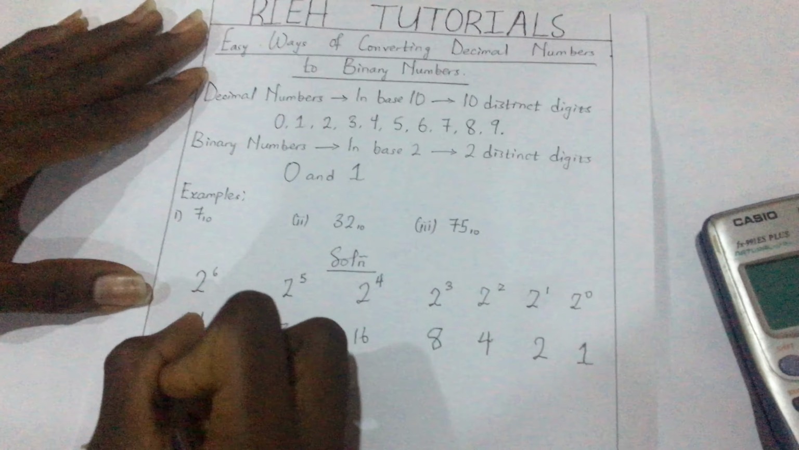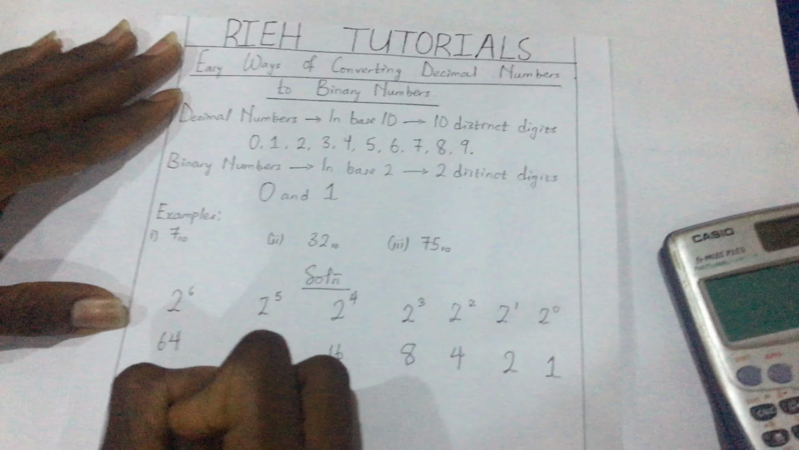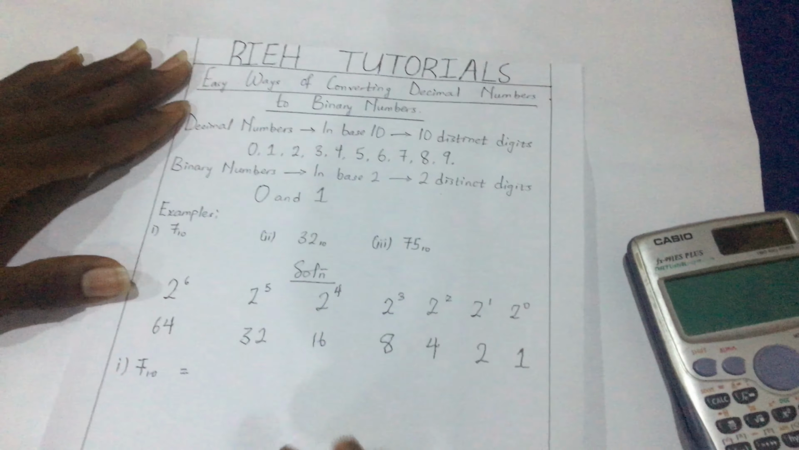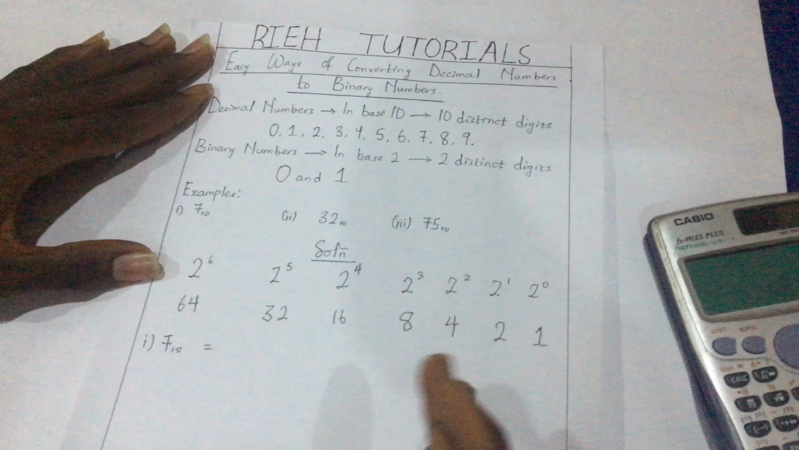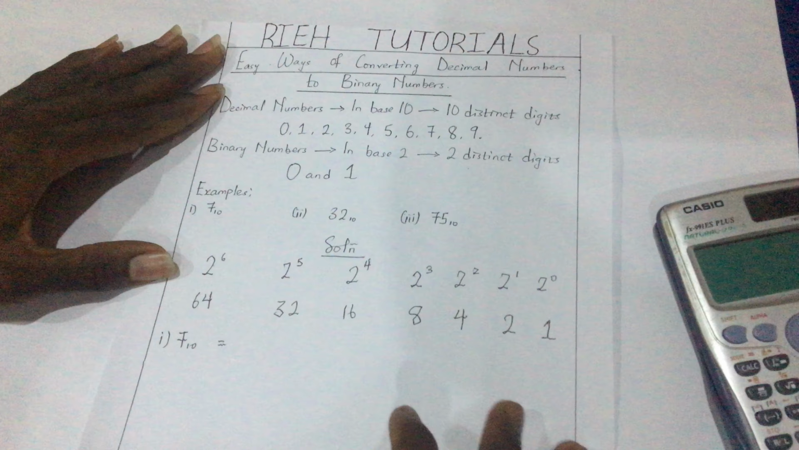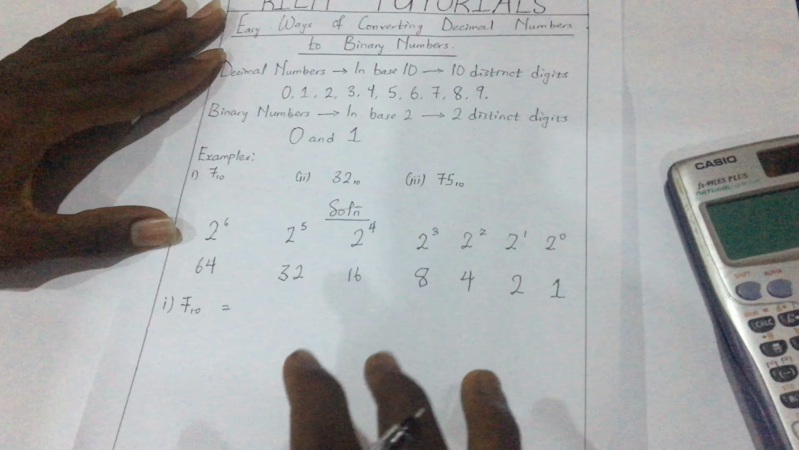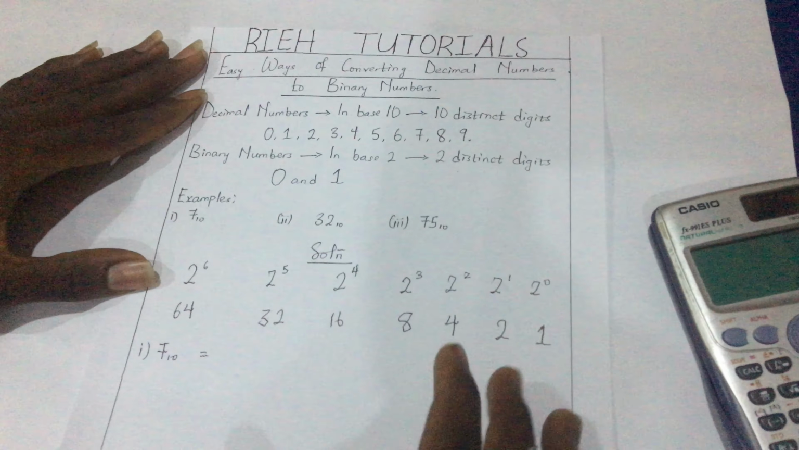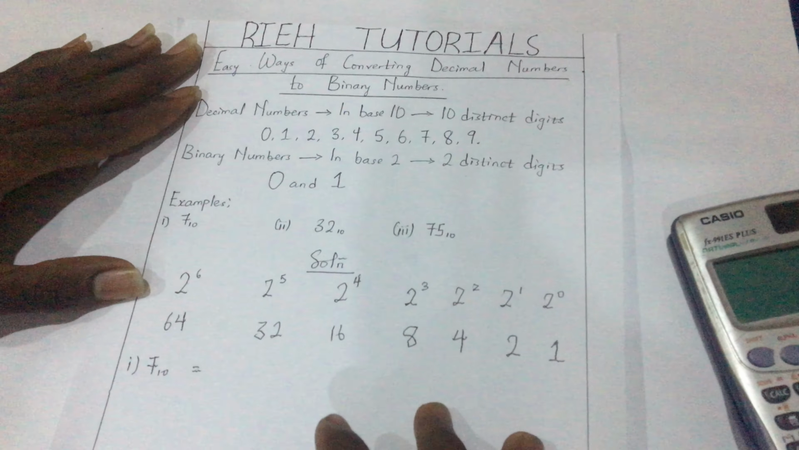The first example we have is 7 base 10. The first thing we are going to do is determine how many bits the binary number for 7 base 10 would have. But before I proceed with that, I'm going to give you some tips on converting decimal numbers to binary numbers.